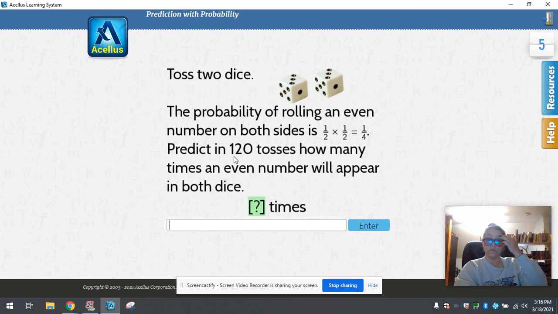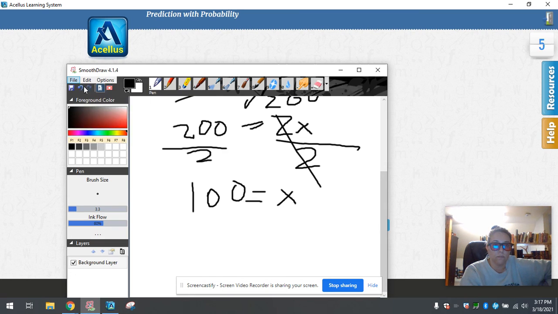The probability of rolling an even number on both dice is 1/2 by 1/2, because half of the numbers on each die are even. So with 2 dice, you have a 1 in 4 chance of having even numbers. Predict in 120 tosses how many times an even number will appear. So 1/4 equals x over 120.